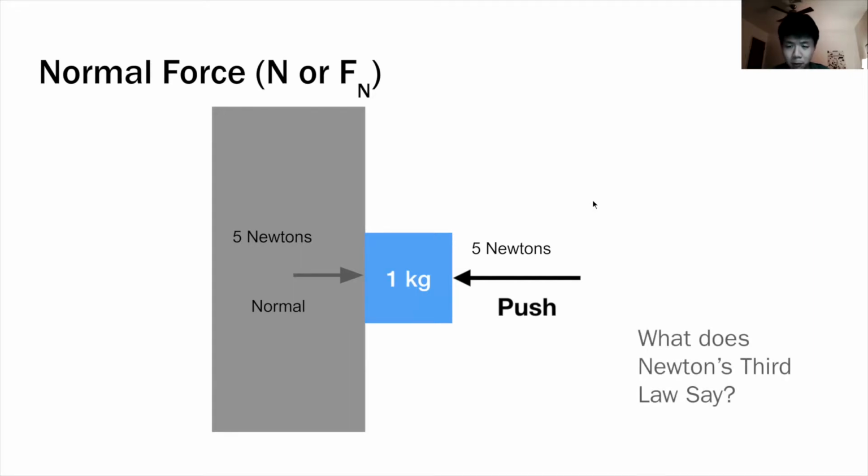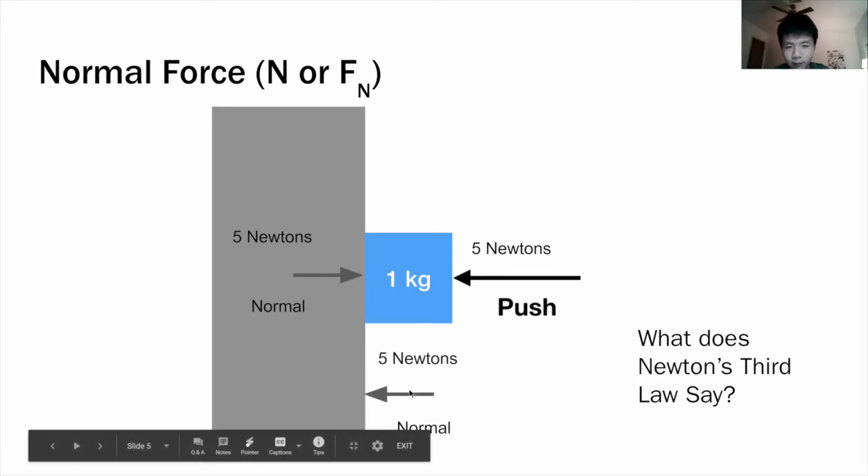This is a good part to talk about Newton's second law too. So if the wall is pushing on the box with 5 newtons, then the box is also pushing on the wall with 5 newtons. And again, those are forces that you may need to account for in biomechanics.